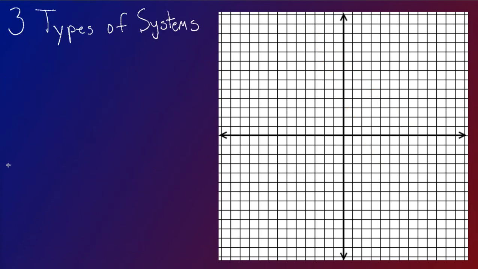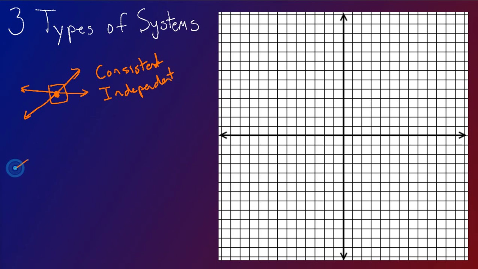Now there are 3 different types of systems that we should be aware of. The first being a consistent system. And a consistent system is when what just happened happens. And that's when the 2 lines meet and I get an answer. And that's called a consistent system. It means we actually have an answer. And these lines are 2 different lines, so that means it's independent.